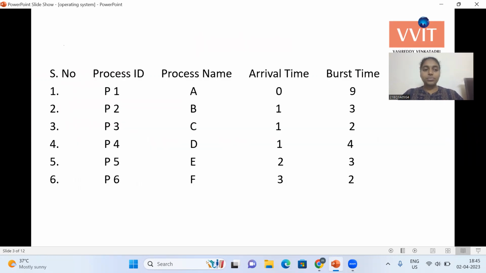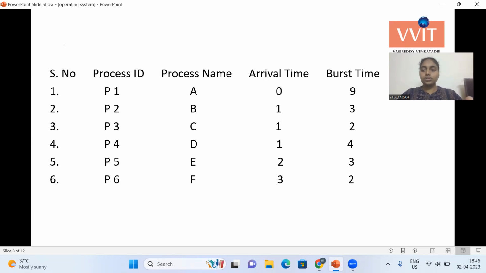Here we will see one example regarding this algorithm. They have given process IDs, process names, arrival times, and burst times. Process IDs are P1, P2, and so on up to P6. Process names are A, B, C, D, E, F. Arrival times are 0, 1, 1, 1, 2, 3. Burst times are 9, 3, 2, 4, 3, 2. We will apply the first come, first serve scheduling algorithm to this table now.